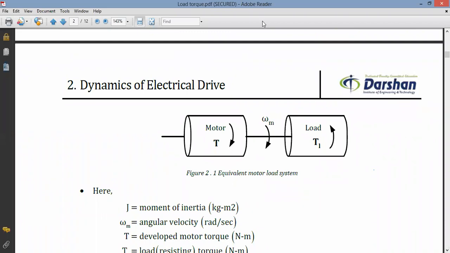Anybody having any doubt related to today's lecture, he or she can ask me now. Is it clear, what are the various types of load that occur in an electric drive system? Yes, sir. Clear. Okay, fine. So this is all for today's lecture. We will cover the rest in the next lecture.